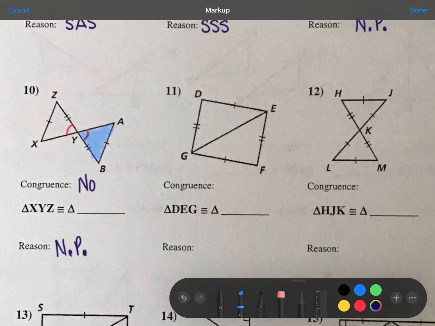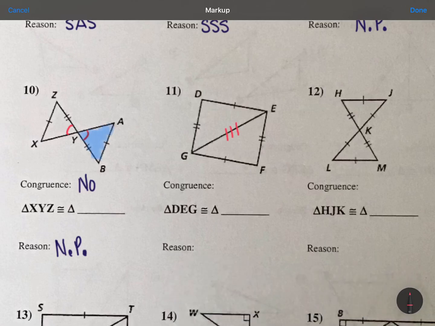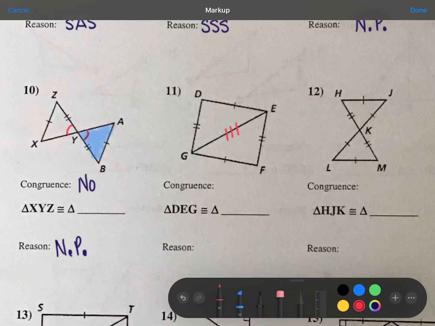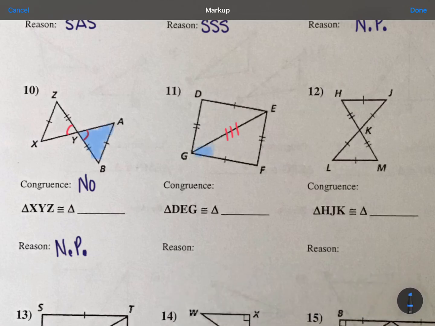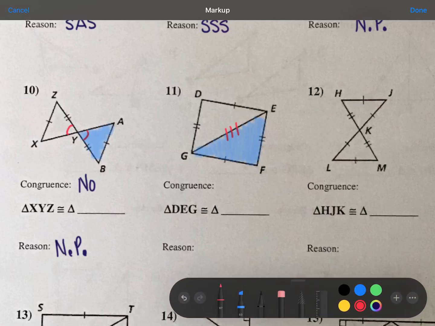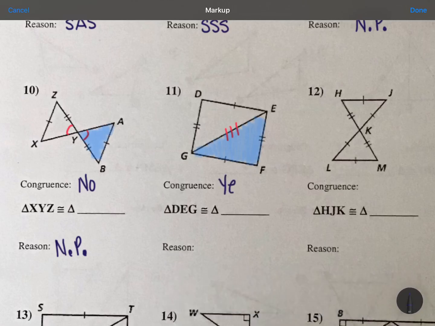All right, number 11, can I add anything? Why, yes, I can. They share a side, so we're going to mark it congruent. Ask yourself, do you have 3 things? Yes, you do. Are they 3 good things? Yes, they are. What are the 3 good things? The side, side, side. So triangle DEG is congruent to FGE. Order matters when you're naming your triangles, so just be careful there.